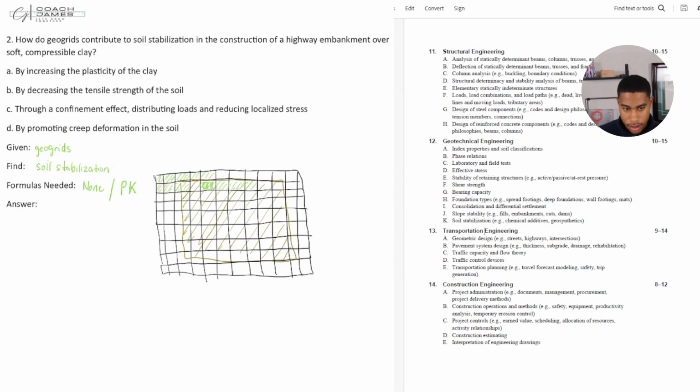All right. So it helps with tensile strength enhancement. It also helps with load distribution, right? Geogrids help distribute applied loads more evenly across the embankment. In soft clay, traditional embankments may experience a differential settlement due to non-uniform nature of soil. So geogrids can counteract this by spreading the loads and reducing localized stress.